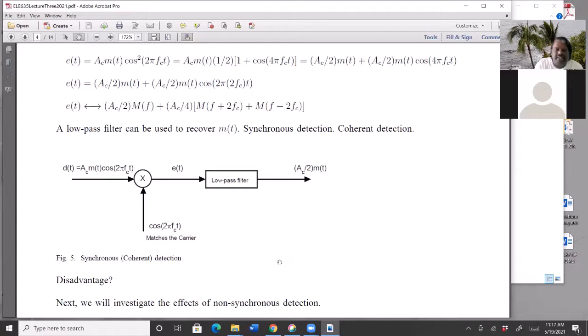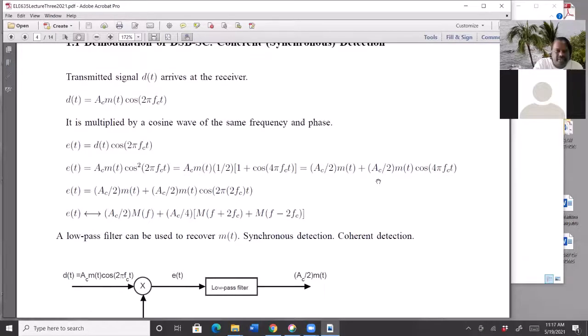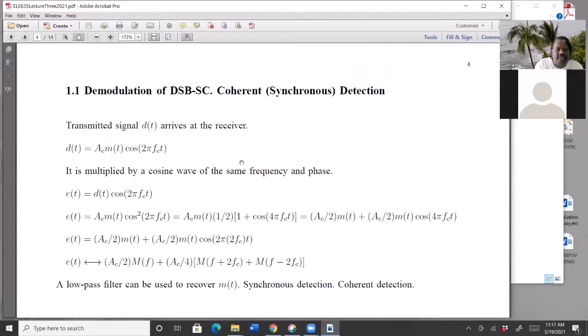Now, there is a small danger in coherent detection. The danger comes when, remember, your radio station, they are rich, they will have very good oscillators, so they will somehow multiply the message signal by a 680 kilohertz signal.